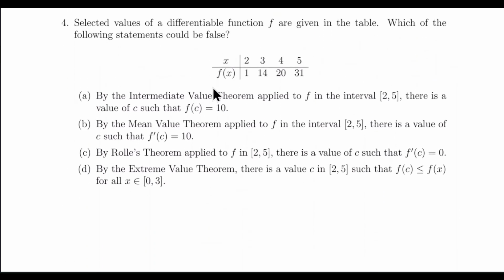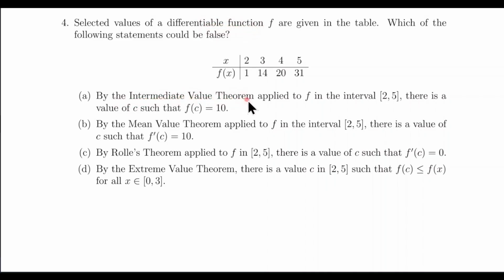Right, selected values of a differentiable function, which of the following could be false? By the intermediate value theorem... Okay, by the way, this is a differentiable function. So whenever they say that a function is differentiable, it is automatically continuous, right? Because a discontinuous function can never be differentiable everywhere.